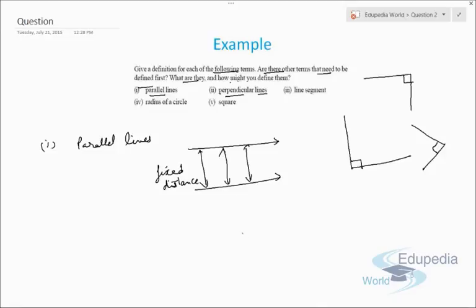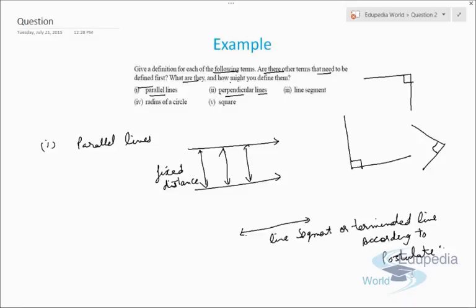Now line segment. According to the second postulate, a terminated line, a line which has a fixed length, is also defined as a line segment, or terminated line, according to postulate 2.